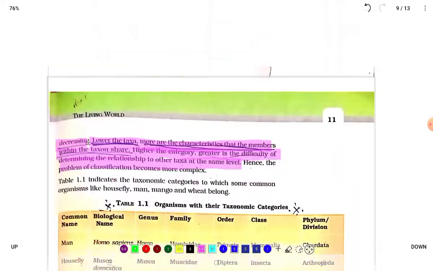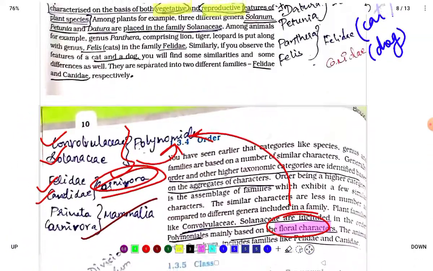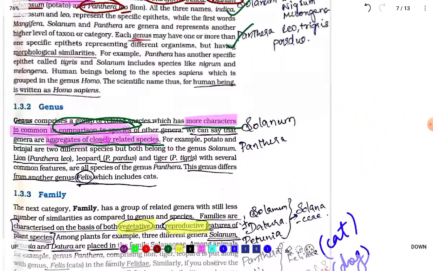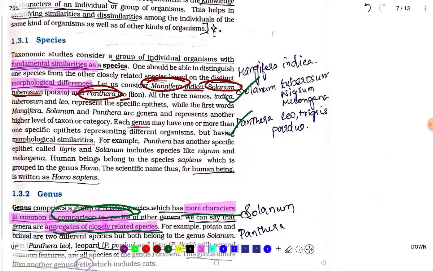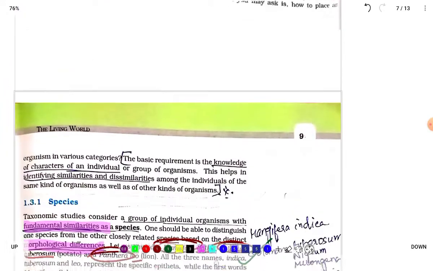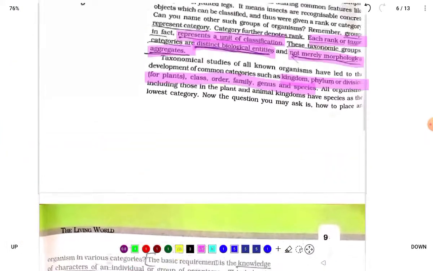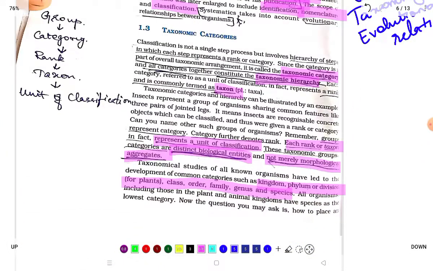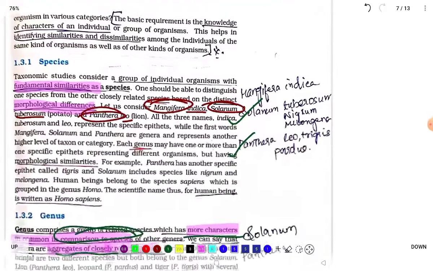Okay guys, be very thorough with these examples which are given in species, genus, these examples and all. You should be very thorough in it. And so yeah guys, that's all. The taxonomy category, what is taxon? A rank or a category is said to be a unit of classification, that is taxon. Simple definition, unit of classification is taxon. Okay, that you should note in this.